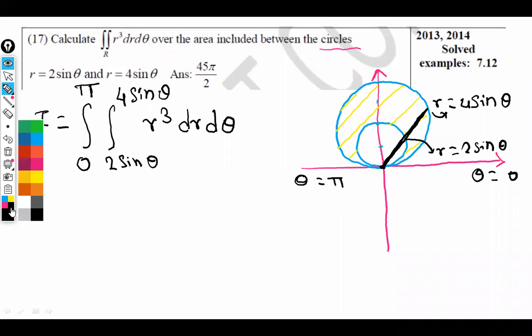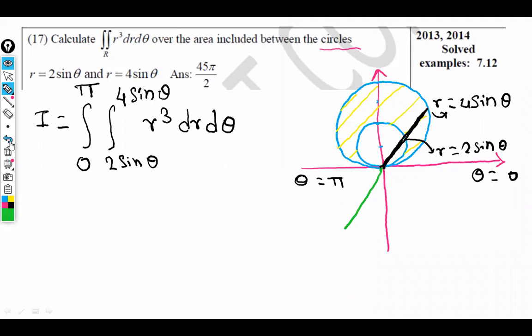Suppose you draw the strip somewhere here, in the second quadrant. So if you take here, you observe this is r equal to 2 sine theta, this is r equal to 4 sine theta, and you observe theta is 0 to pi only. Okay, sir. Any other doubt?